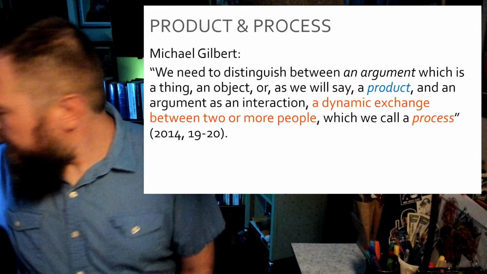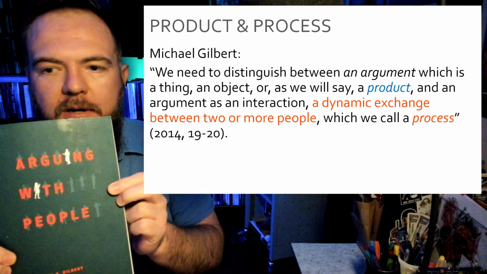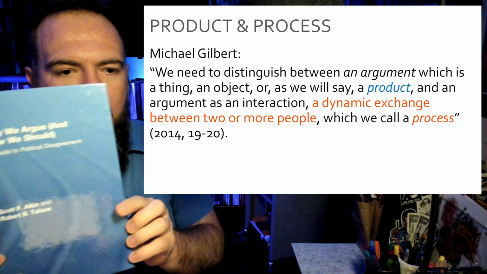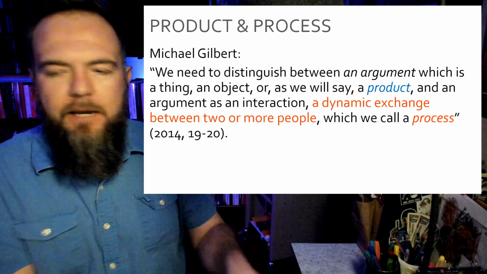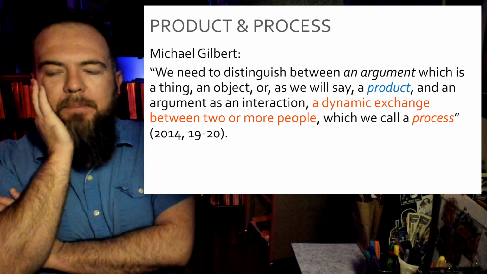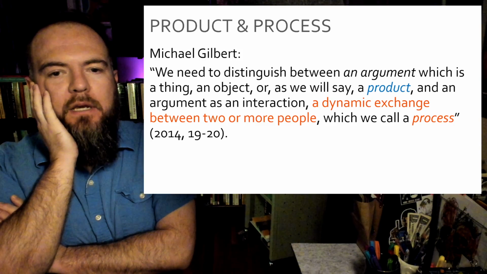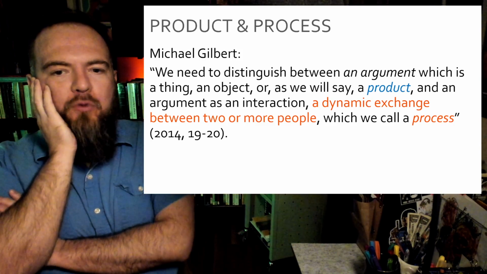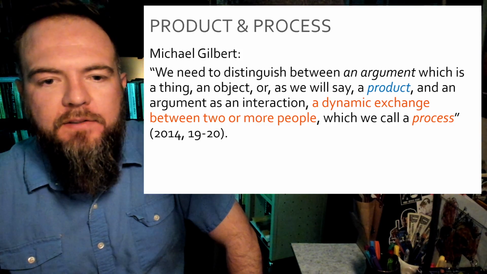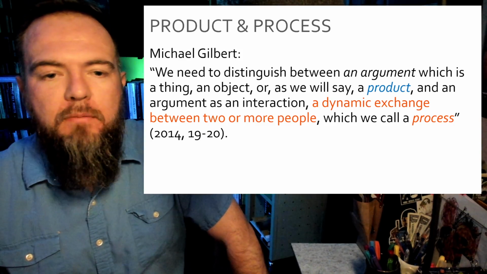And so there's a couple of people who expand on these ideas. For example, Michael Gilbert has this book here called Arguing with People. And then the next book is by Robert Talisse and Scott Aiken, who have this book right here. But Michael Gilbert says this about arguments. He says, we need to distinguish between an argument, which is a thing, an object, or as we will say, a product, and an argument as an interaction, a dynamic exchange between two or more people, which we call a process.